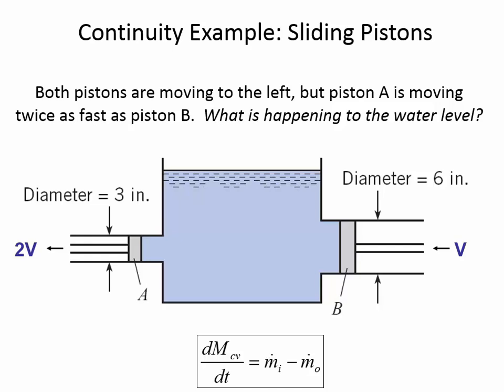of 6 inches. This piston is moving twice as fast as the other one, and so it's moving at 2v, but this cylindrical pipe that the piston is connected to has a diameter of 3 inches. And so here we've got a tank with flow in and flow out. So the water level, is it going to be rising, falling, or the same? That's the question. So who says that the liquid level is going to be rising?